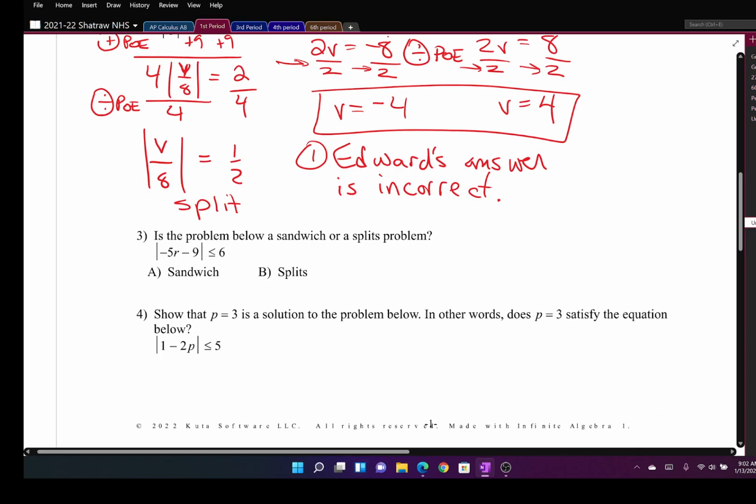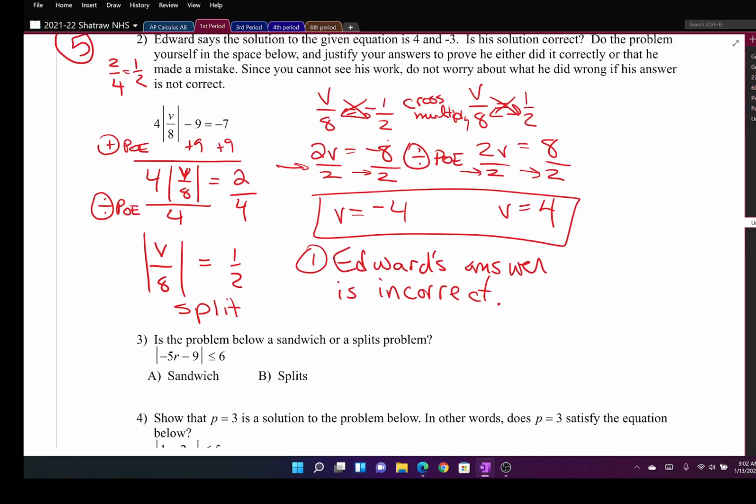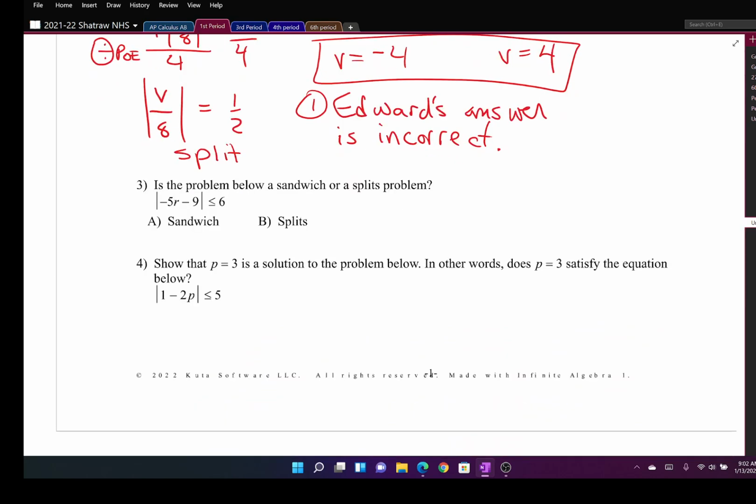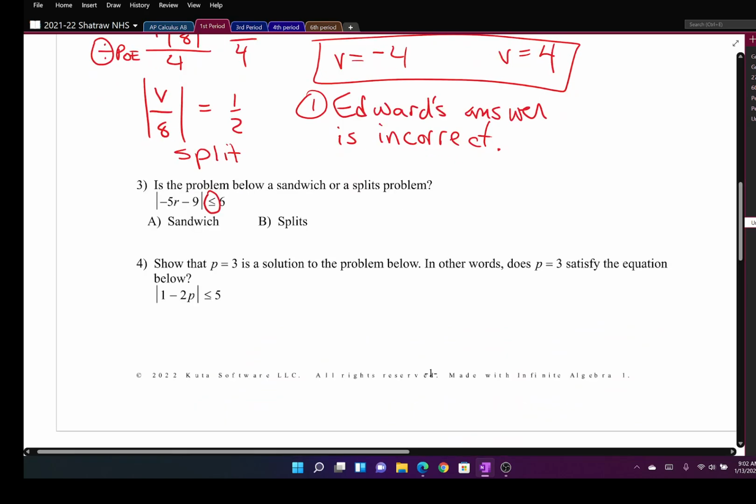All right, so now are there any questions about that, or can I move on? Okay. Is the problem below a sandwich or a splits? I'm seeing this symbol right here.